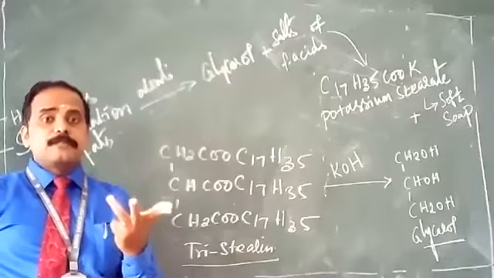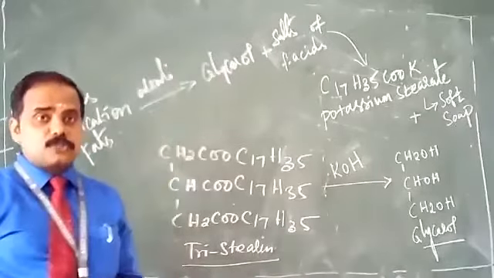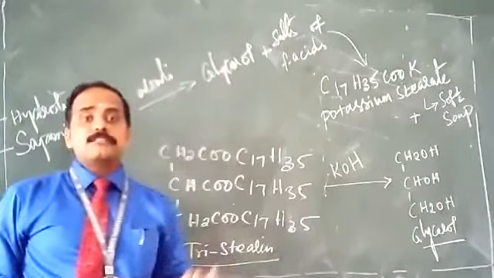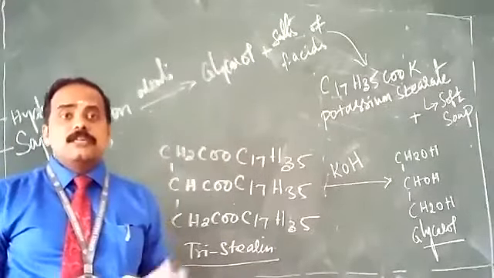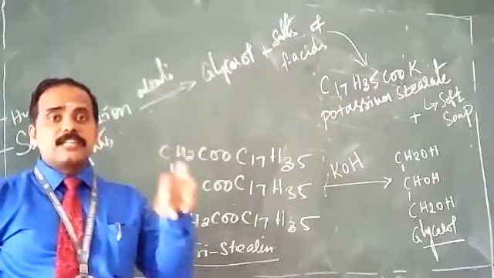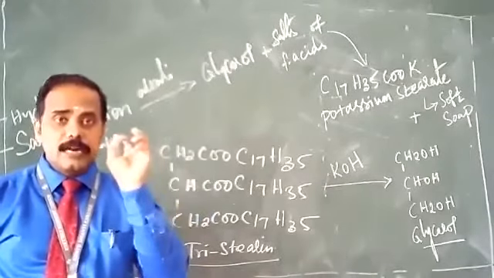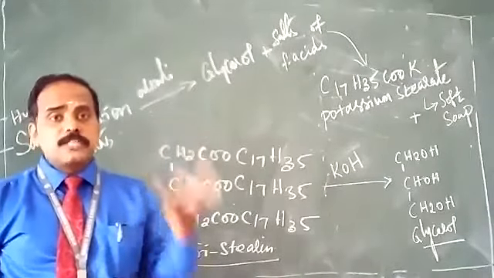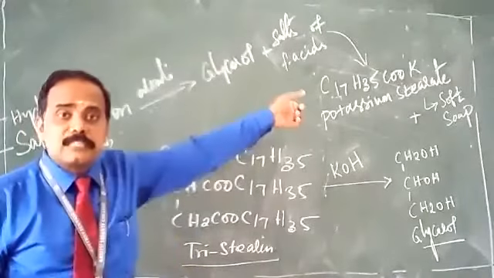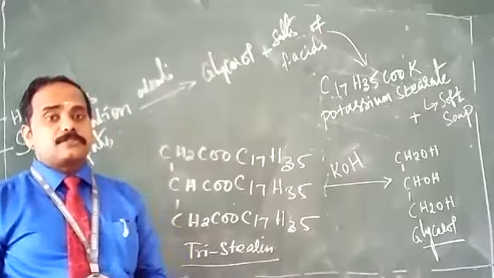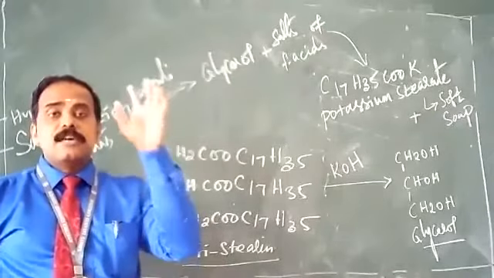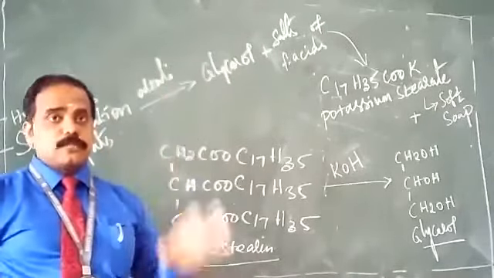So we have discussed two examples: one is hard soap formation, and the second is soft soap formation under the saponification reaction. This reaction signifies the presence of an important functional group. Which group is involved, which group is replaced? The carboxylic group is replaced. So this reaction signifies the presence of the carboxylic group. That is very important.